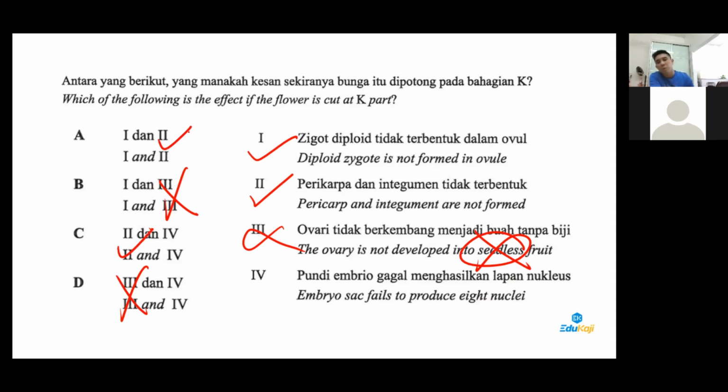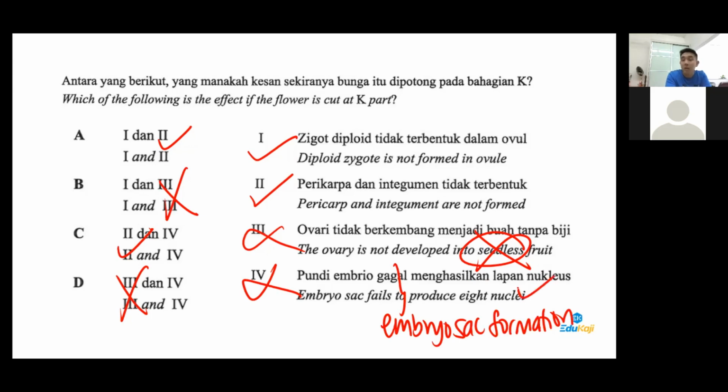Embryo sac failed to produce 8 nuclei. Oh, okay. No. This is wrong. Because why? They are talking about embryo sac formation. There's still 8 nuclei. The 8 are still there.